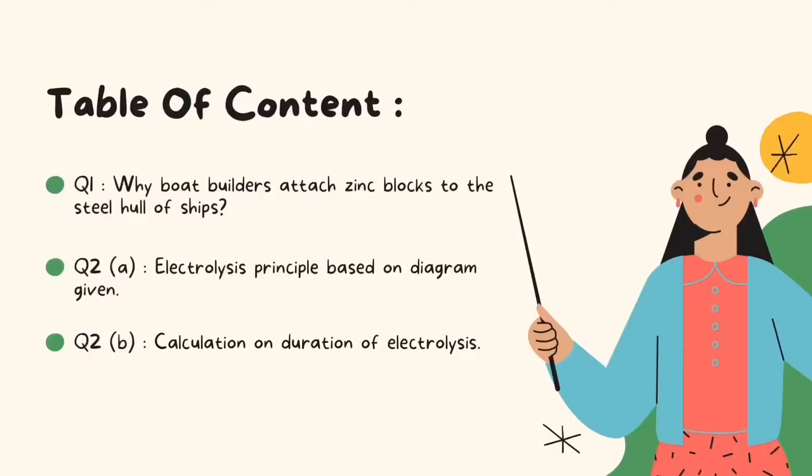So what are we going to talk about today? There are 3 main objectives that we are trying to achieve to make sure that all of our audience understand the best about our topic. The first one is why boat builders attach zinc blocks to the steel hull of ships. The second one, we are going to talk about the electrolysis principle based on the diagram given. And the last one, we are going to do some calculation on the duration of the electrolysis.